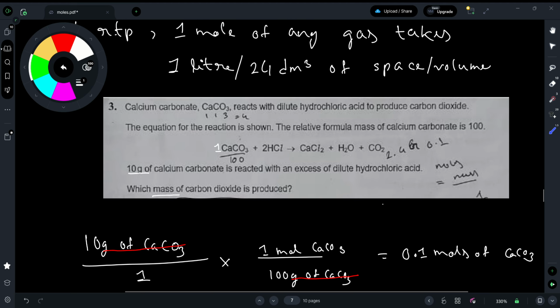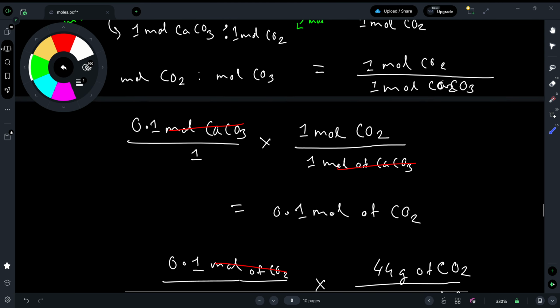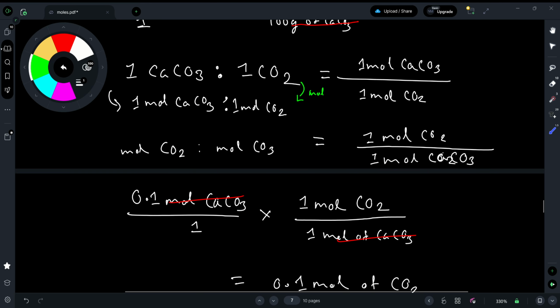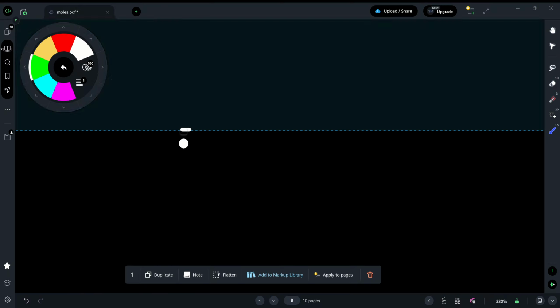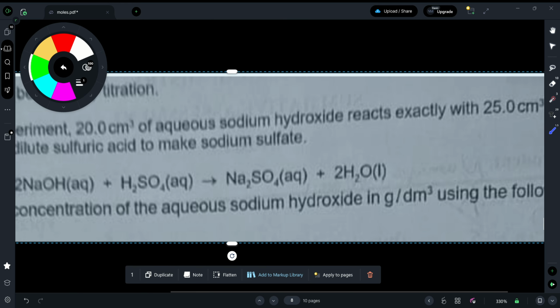So this was stoichiometry. We just found the mass. This was the molar mass formula. Now we have 2 other formulas, so we'll see how to do those. Let me go to another question. This one's a bit lengthy.